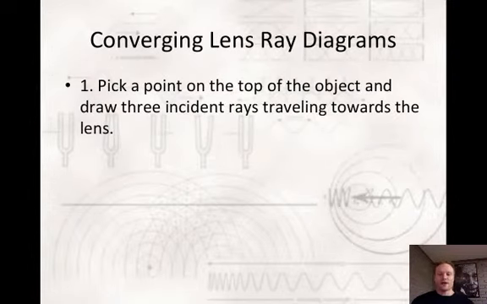For drawing ray diagrams of a converging lens, I'm going to give you 4 steps, kind of like how we did with mirrors. So there's 4 steps to drawing a ray diagram. You're going to pick a point on top of the object and draw 3 incident rays traveling towards the lens. In almost all of our problems, you're going to see an arrow as the object. So I always pick the top of the arrow as my starting point, and then I draw 3 incident rays traveling towards the lens.